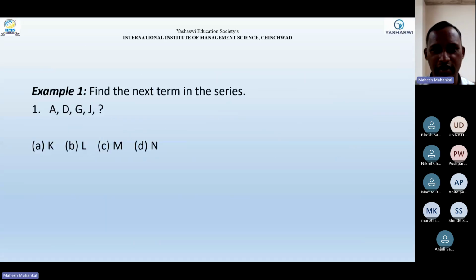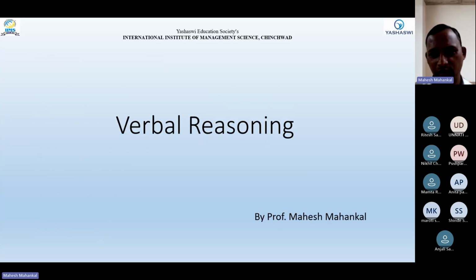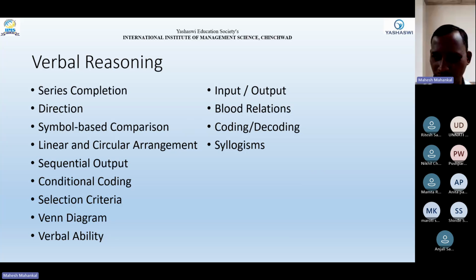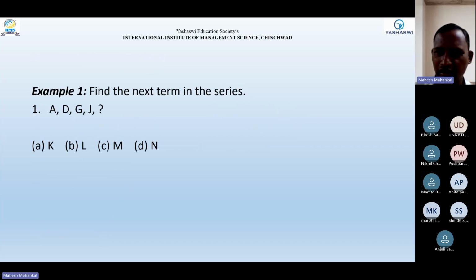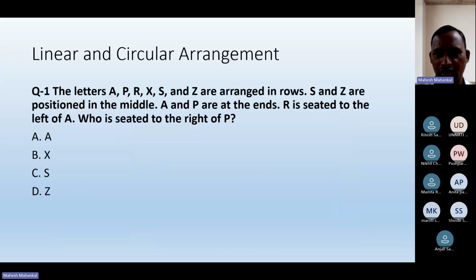The remaining chapters, what exactly are they? It is not possible for me to complete all these chapters like blood relation, coding-decoding, syllogism. Again, you have to try for that. But the main point I want to convey is that you have to use pure logic while solving any types of questions here. It's clear to all of you, what exactly the series and the directions or the circular arrangements are. You can try for that.